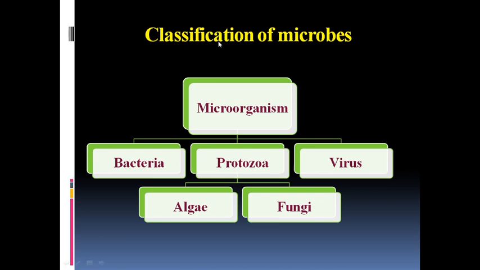Next, moving on to the classification of microbes. Microorganisms are broadly divided into three types: bacteria, protozoa, and viruses. Again, the protozoa will have two types, that is algae and fungi. So today in this video we are going to see in detail about bacteria.